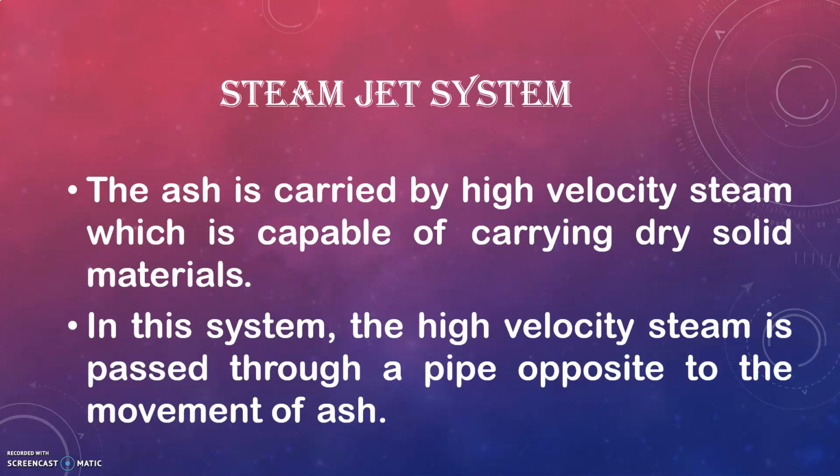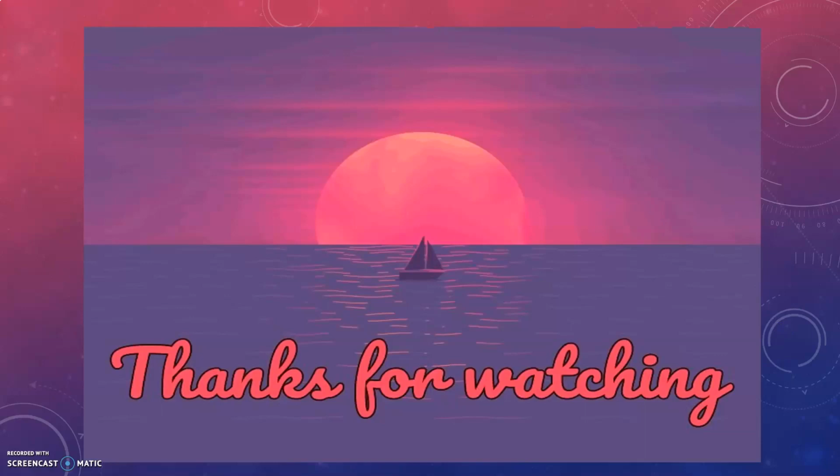Next, steam jet system. The ash is carried by high velocity steam which is capable of carrying dry solid materials. In this system, the high velocity steam is passed through a pipe opposite to the movement of ash. So, we have seen some concepts about coal handling in a thermal power plant.